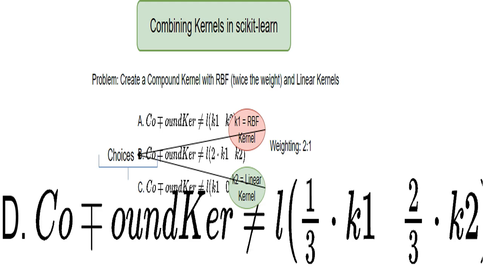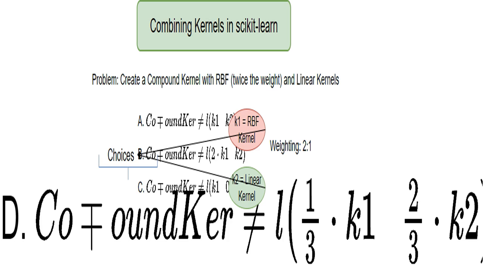This option represents the best solution. I am using 1 for the RBF kernel and 2 for the linear kernel.